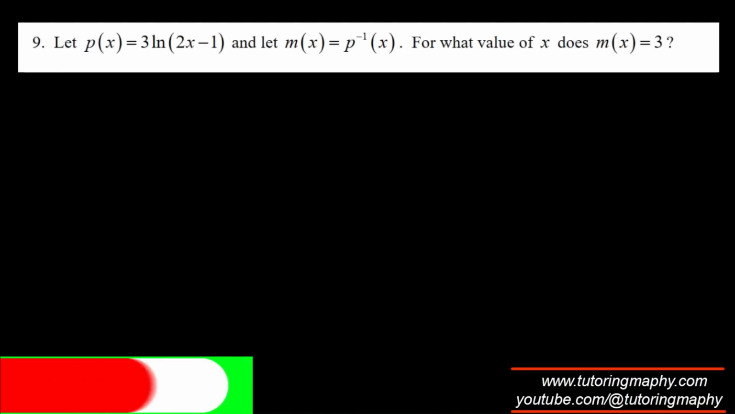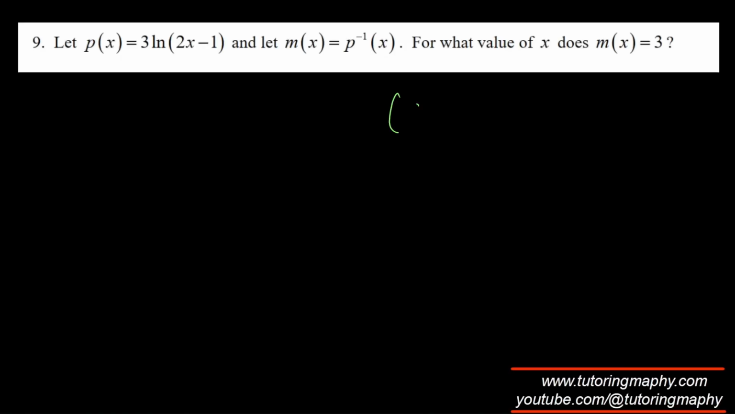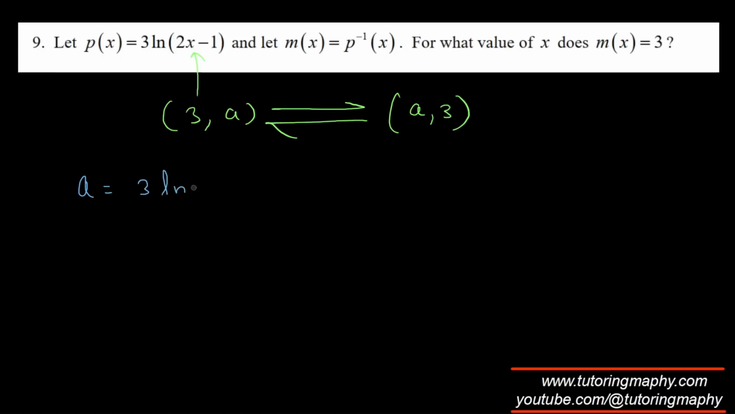Same thing goes for here as well. If (a, 3) is a point on the inverse, then (3, a) is a point on the function. I put 3 here and get the value of a. So a is equal to 3 ln. If I put x as 3, 3 times 2 is 6, minus 1. So a is equal to 3 ln 5, and I don't think I can simplify this without a calculator. So this is my answer, right?